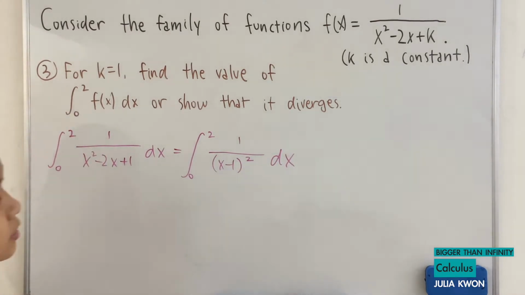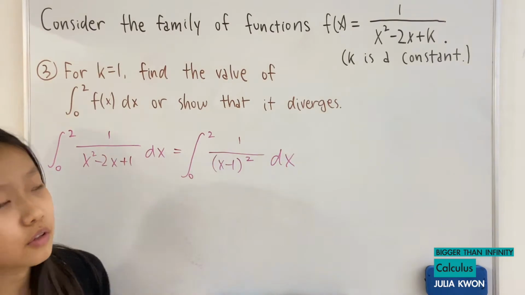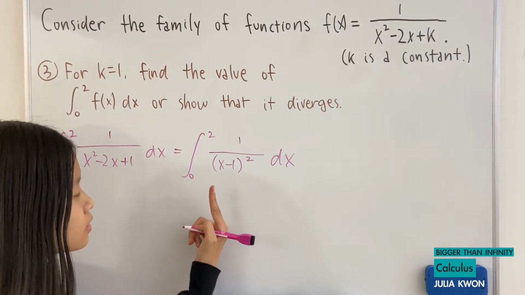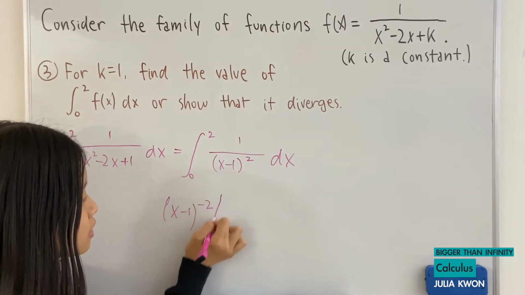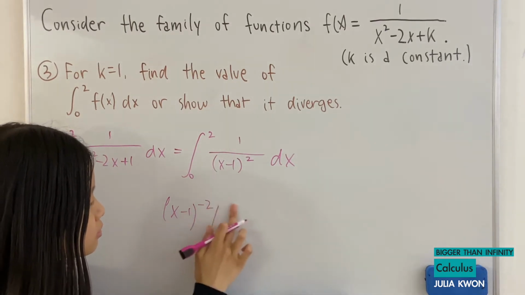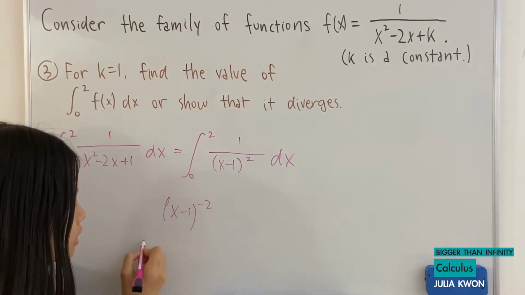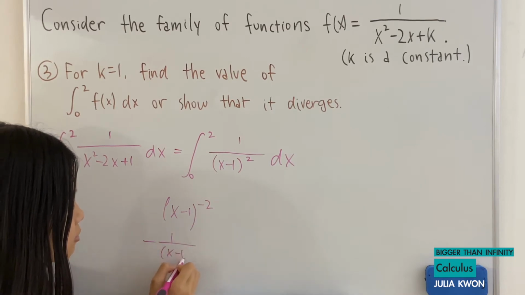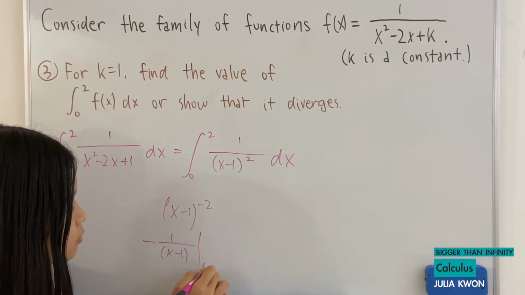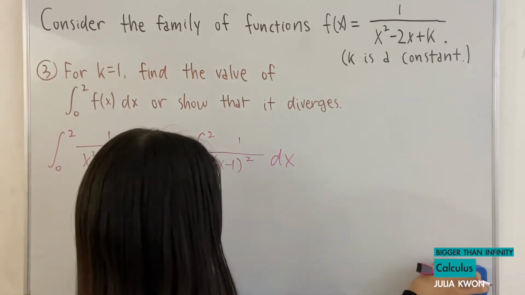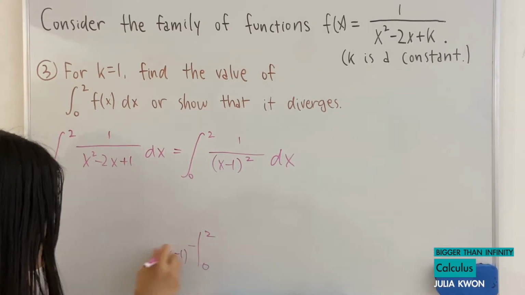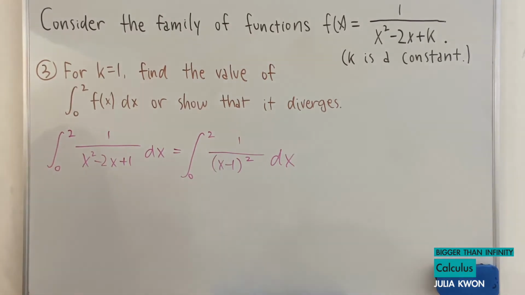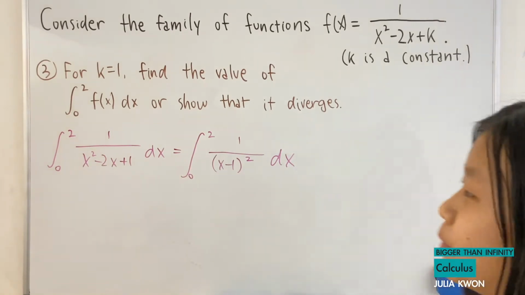And you would probably think that we can just integrate this, right? We can just rewrite this as (x minus 1) to the power of negative 2. Then if we integrate it, we would have negative 1 over x minus 1, and then we would just put in the limits 0 and 2. But this is not that simple, because this problem actually diverges. And I'll show you guys why.